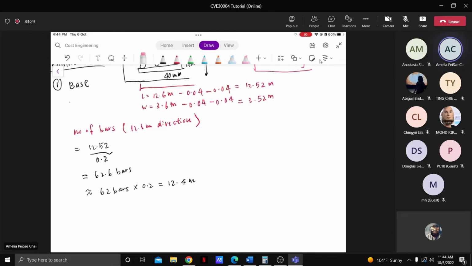So you should round up. You round it up, equal 63 bars. So when you multiply by 0.2, you get how much? Okay, you get 12.6 meters. So means that your spacing you can reduce, right? It doesn't need to be 200. That's your maximum spacing is 200. So you can shrink it a bit to fit in the 63 bars. So okay?